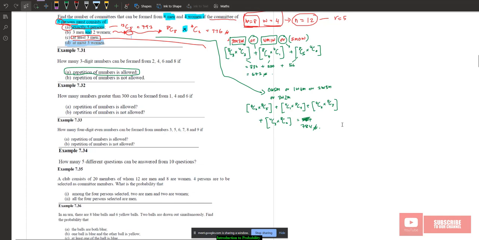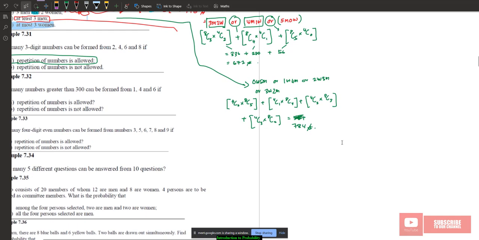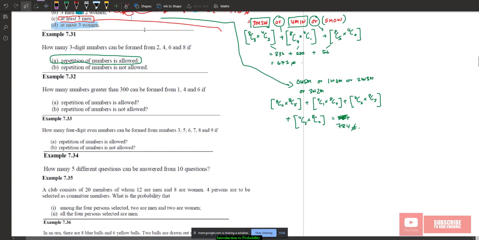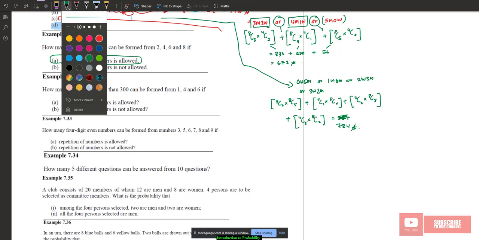Right. Hopefully you can see my slide very clearly. Now, since we don't have much space, it's okay, no worries. Let me use another color.